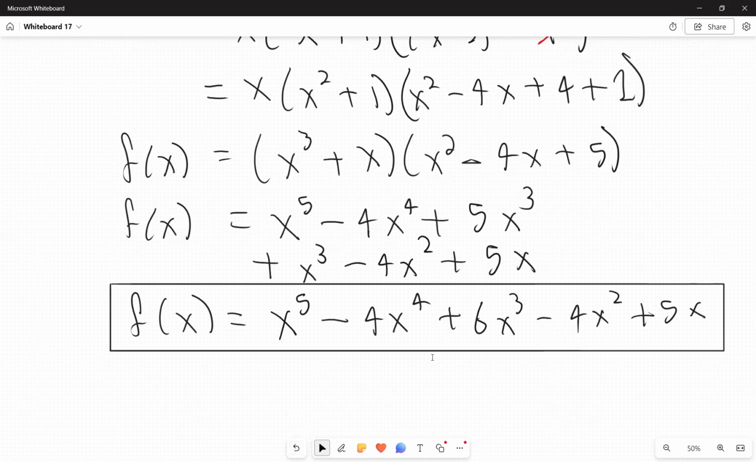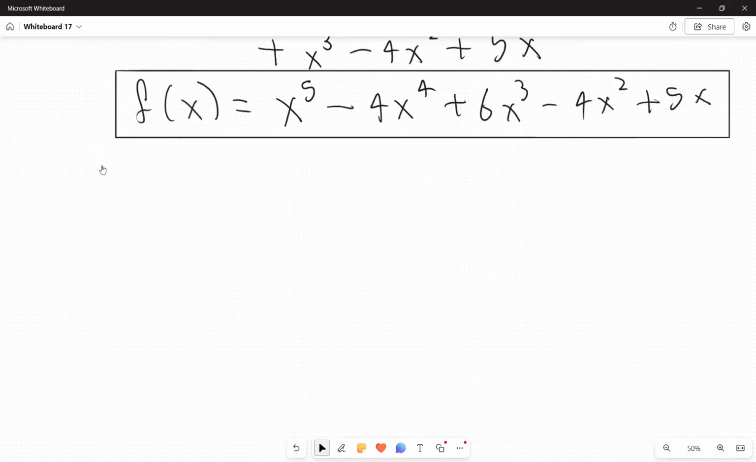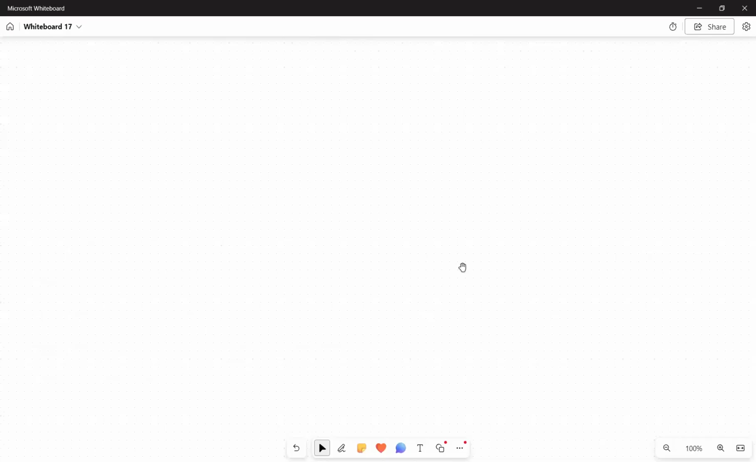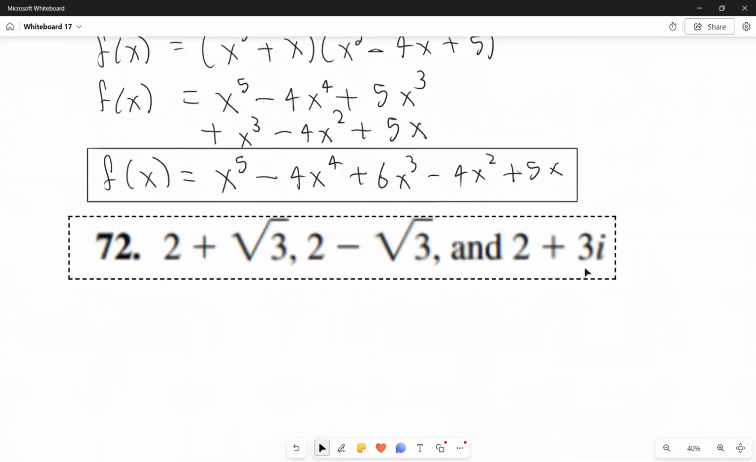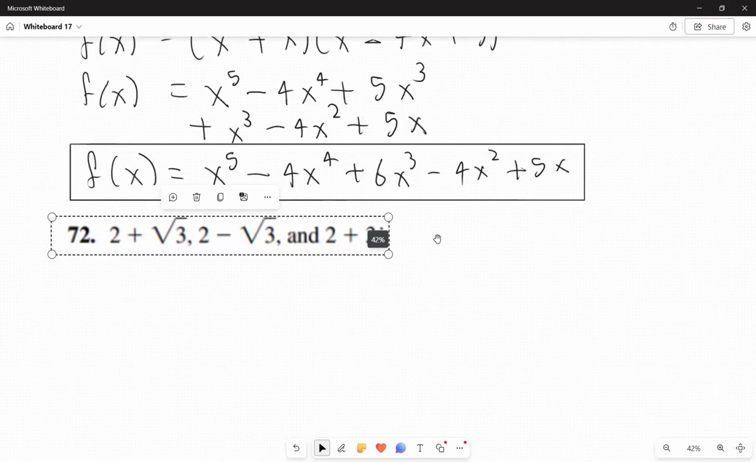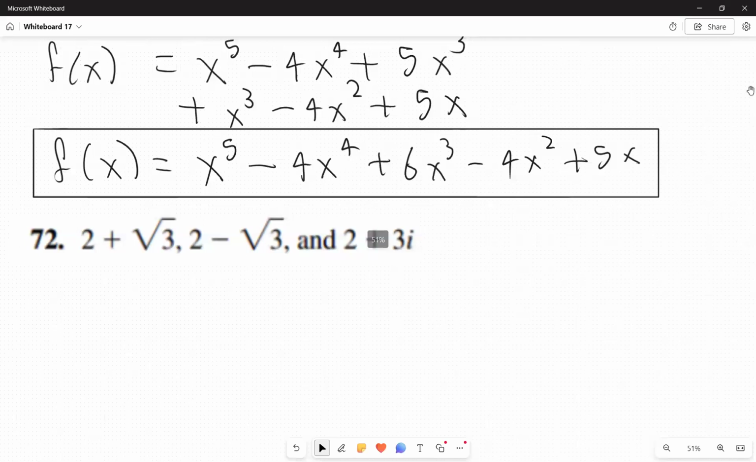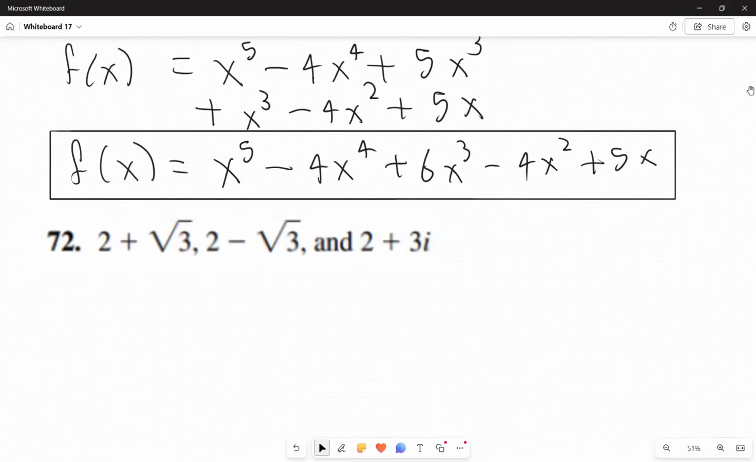Same question, we need to find a polynomial having only real coefficients with the given conditions. Number 72. So this polynomial has zeros at 2 plus square root of 3, 2 minus square root of 3, and 2 plus 3i. So if 2 plus 3i is a complex zero, then 2 minus 3i is also a zero.